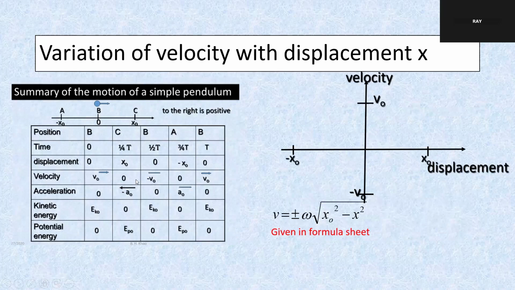Right? For velocity, we just refer to the graph. Velocity doesn't matter where you start. This is the equation that's given in the formula sheet, or you can use a table. So the first point, x equals 0, is v naught. And at x naught, v is 0. And x is 0, v is minus v naught. Minus x naught, v is 0.